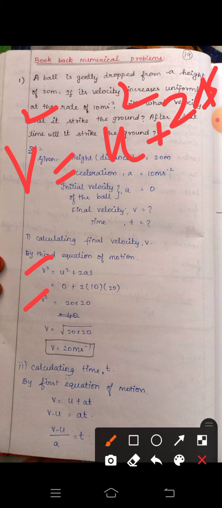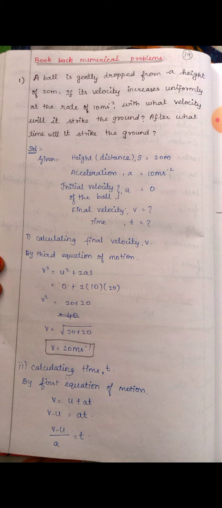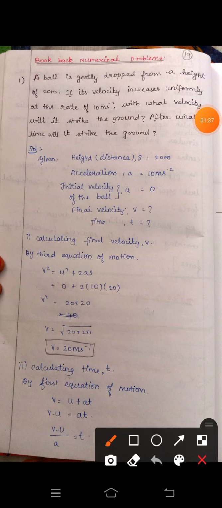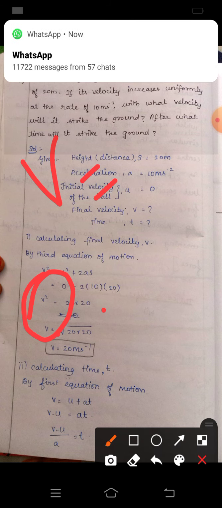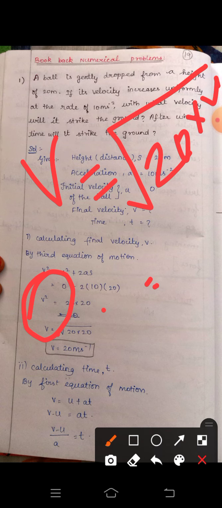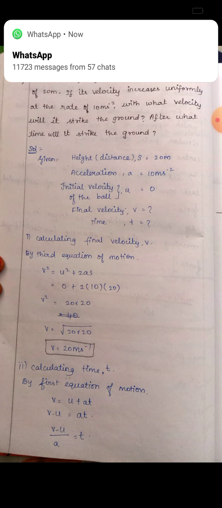So what is the u value? u value is 0. Next, acceleration a is equal to 10. Distance is 20. So see here, v square is equal to 2 into 10 is 20, 20 into 20. Here we are having v square, so we are taking the square root. So the square root of 20 into 20 is 20 meter second to the power of minus 1. v is equal to 20 meter per second.